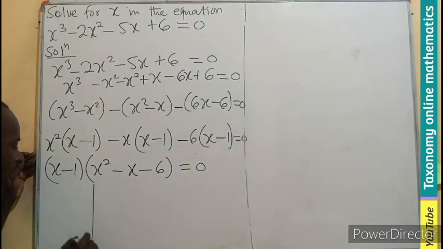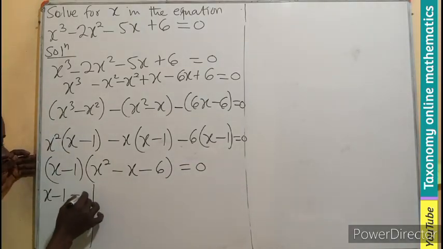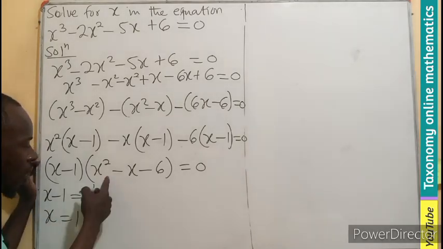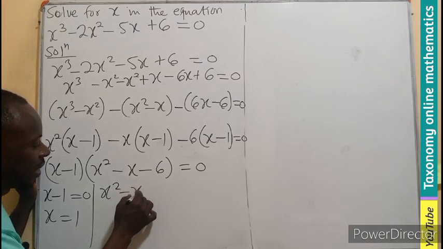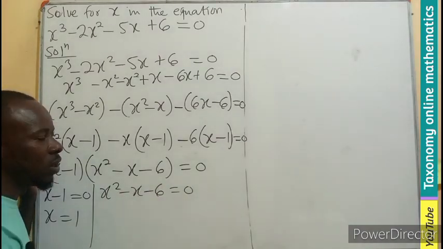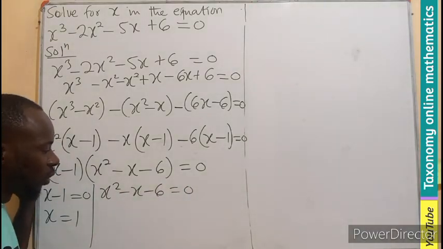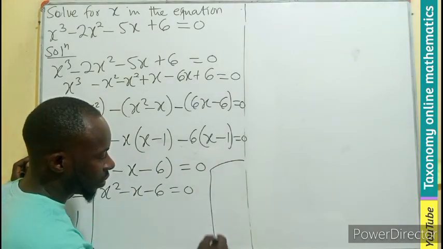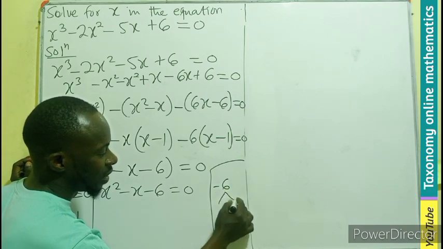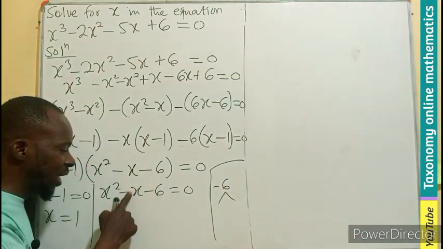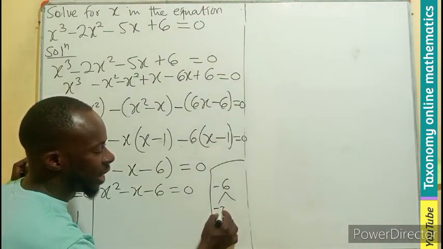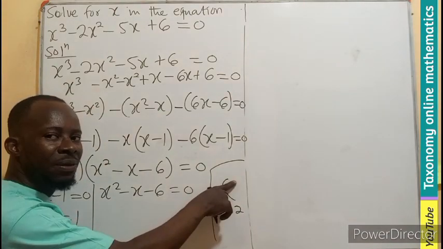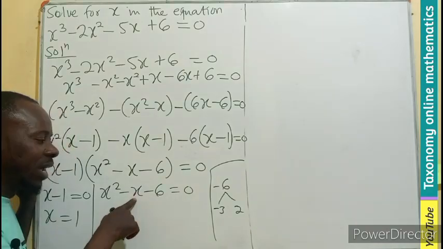So we are going to have x minus 1 equals 0, meaning x will be 1. Or x squared minus x minus 6 is also equal to 0. What do we do? We find the factors of negative 6. If I have negative 6, the factors of that will give me a negative 3 and a positive 2. If you multiply, you get negative 6. If you add, you get a negative 1.